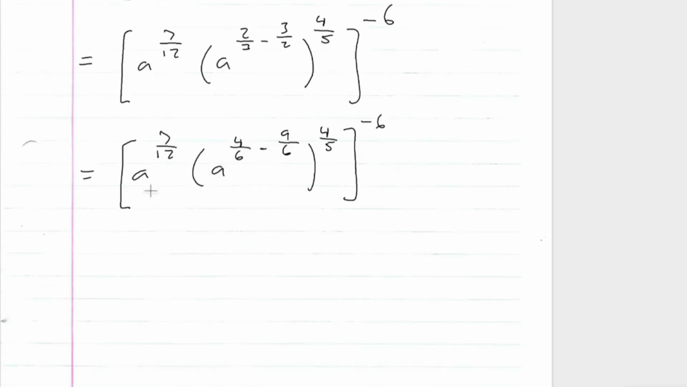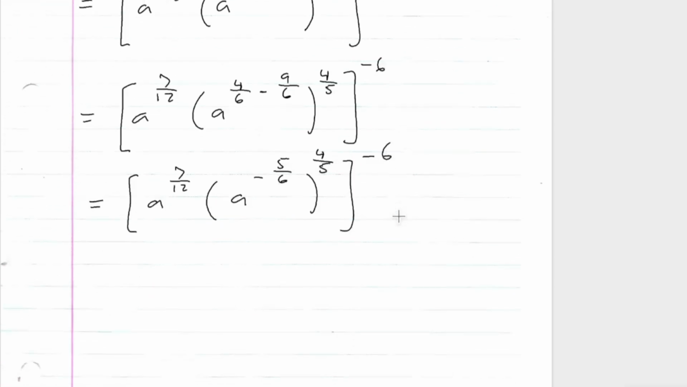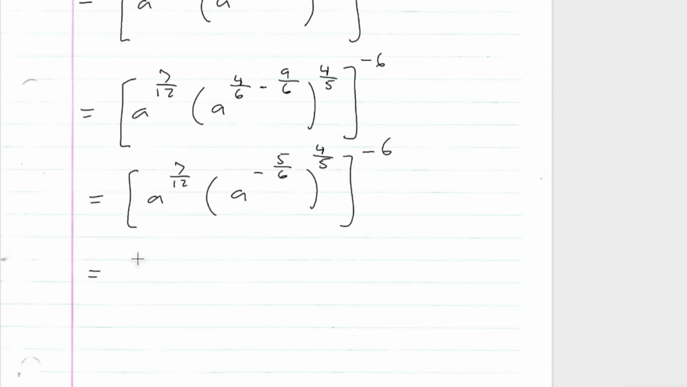Now we can actually subtract these, right? So this would be equal to a to the 7 over 12 times a to the -5 over 6 raised to the 4/5, and that whole thing is raised to the -6. Okay, so here we have a to the 7 over 12. And then when we have a number raised to a power, we can multiply the powers. So that's going to be times a to the -5 over 6 times 4/5 to the -6.